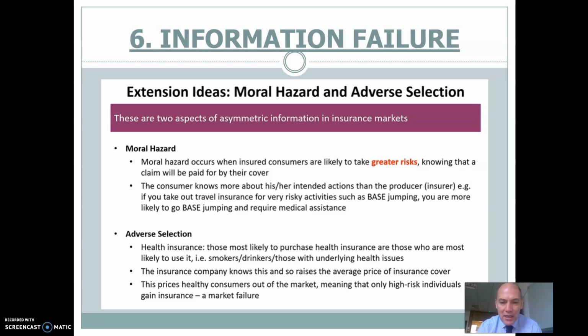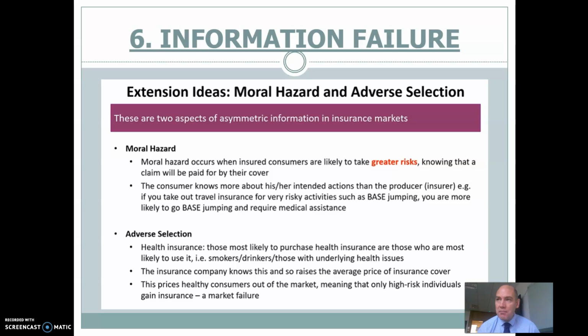This is a nice one. You should have a good close look at this. What's it all about? In terms of health insurance, the people most likely to purchase health insurance are those people most likely to use it. So people who are smokers, people who are drinkers, people with underlying health issues, they're more likely to need that health cover. Now, the insurance company knows this and so raises the average price of insurance cover.